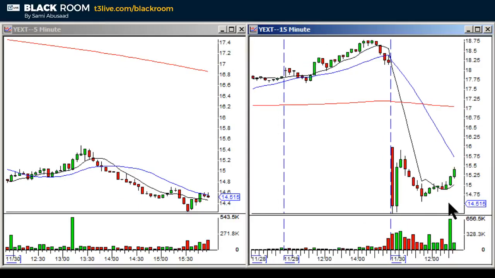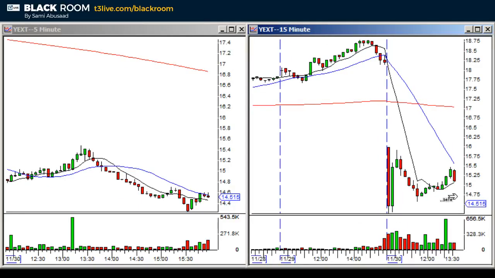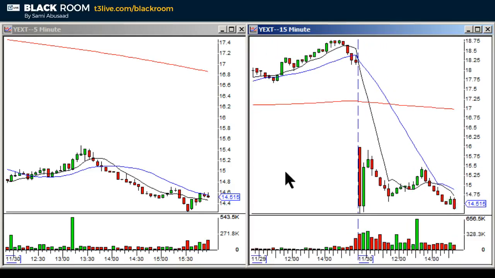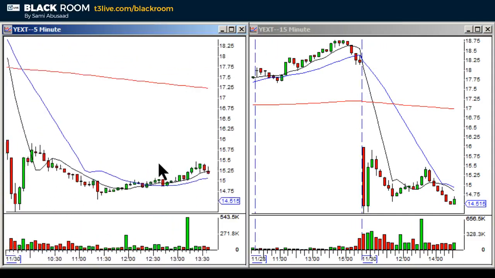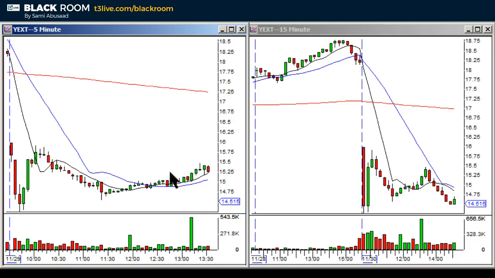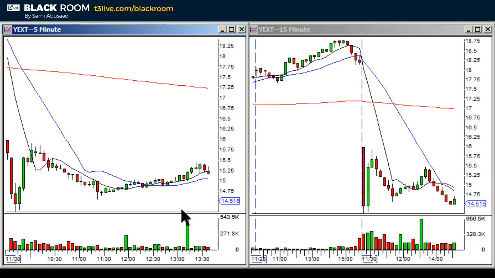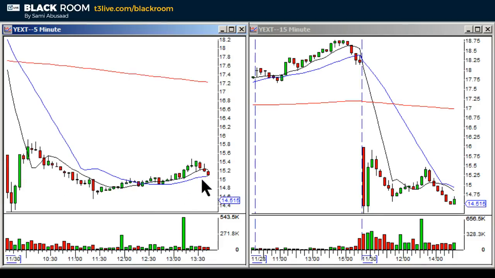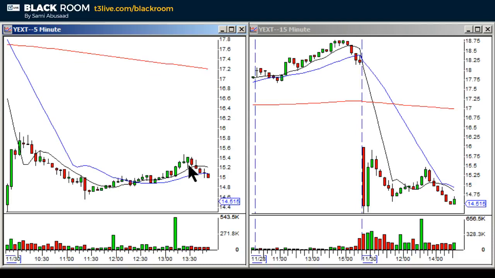YEXT, short, right here, off the 15-minute sell side. It worked. It worked nicely. But let's take a look at the 5. Did the 5, at that same time, look good? And my answer would be no. Now, I can go into more because it was uptrending, right, into the rising 20. It wasn't really into the rising 20.